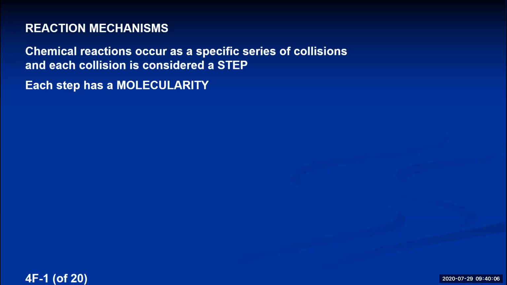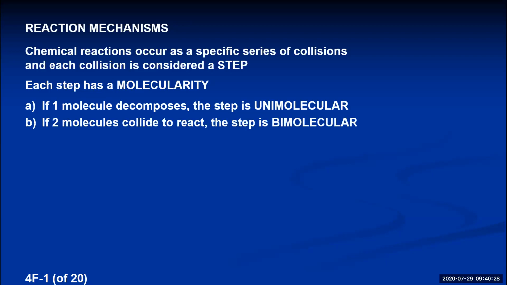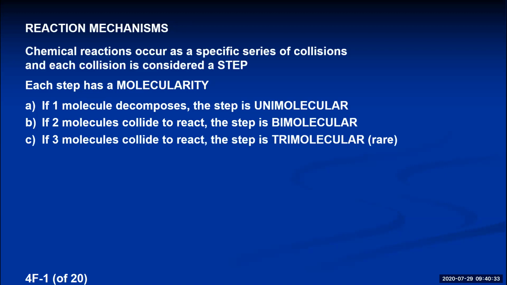Now, each step in a mechanism has something called a molecularity. That's just how many molecules are colliding in that particular step. So for example, if just one molecule decomposes because maybe it slaps itself into the side of the container, we call that a unimolecular step. But if two reacting molecules have to collide with each other, then we call that a bimolecular step. And although it's fairly rare, if three molecules were all to collide together at once to form a chemical change and cause bonds to break, that would be called a trimolecular step.